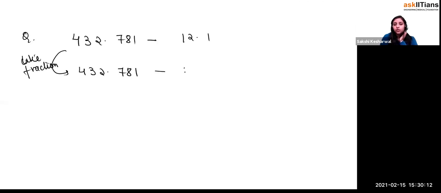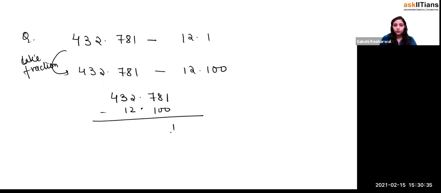432.781 minus 12.100. Now you have to write ones below ones, tens below tens, hundreds below hundreds, tenths below tenths, hundredths below hundredths, and thousandths below thousandths. That's the way you have to write. So I'm writing 432.781, right? So can I write this decimal point? Now subtract it. So this will be 1, this is 8, this is 6, and this will be 0, and this is 2, and this is 4. That's it. This is your answer, right?